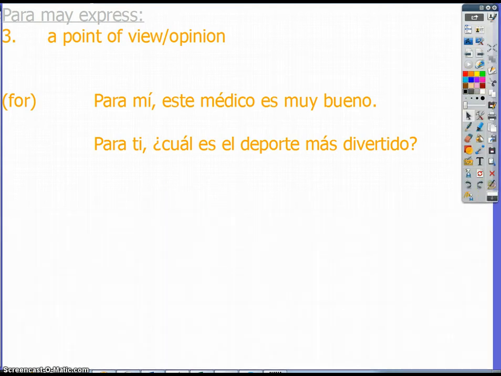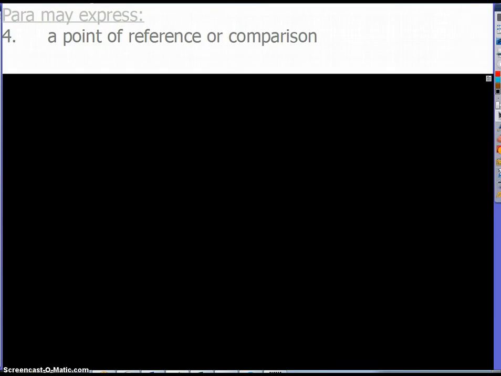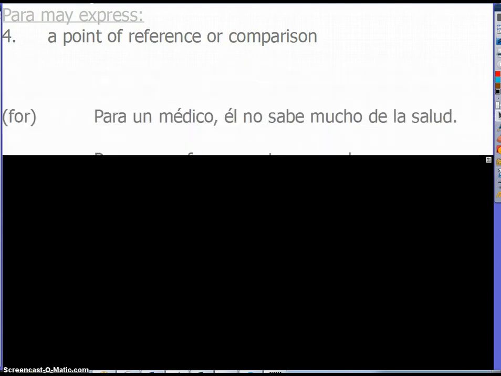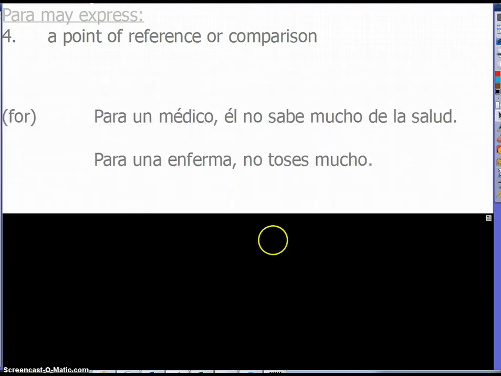Moving on. Number 4. It can also express a point of reference or comparison. And I don't see that your book is using this one too much, but we are including it to have complete notes. So that's again how I explained the color choice that I've used, because they're not the ones that you have to worry about studying so much. And here are 2 examples for this one.